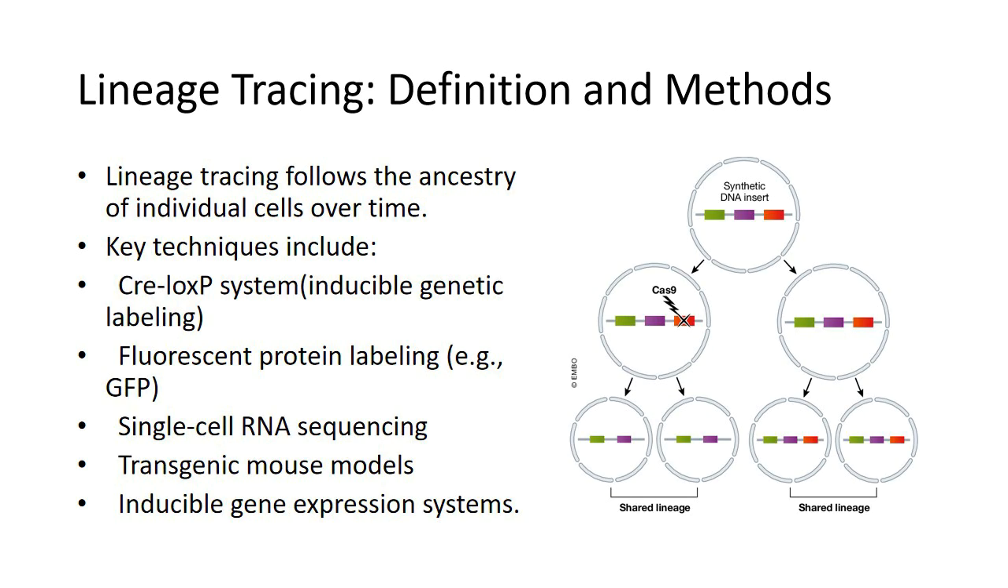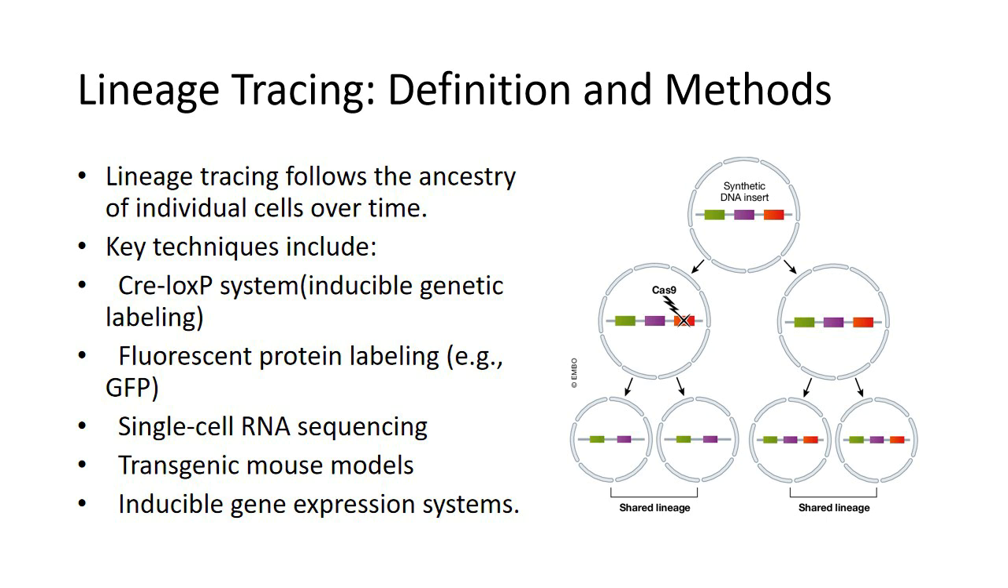Second, lineage tracing: definition and methods. Lineage tracing is a technique used to follow the ancestry and developmental history of individual cells or groups of cells from their origin during gastrulation to their final differentiated state in a mature organism. Lineage tracing helps to understand how single cells give rise to multiple cell types and contributes to clonal analysis.